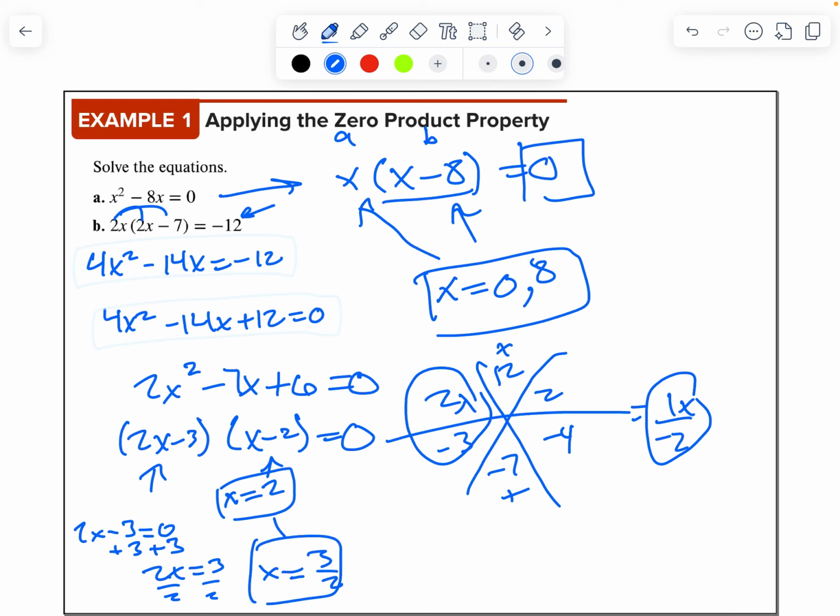Our highest exponent when we started this problem was 2, so this is a quadratic equation. Same thing here, the highest exponent was a 2, and we got two solutions.